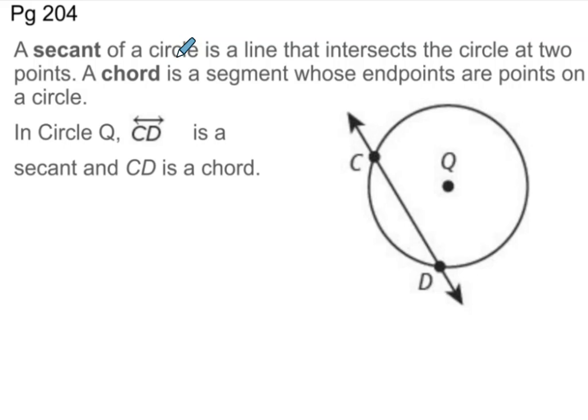A secant of a circle is a line that intersects the circle at 2 points. A chord is the segment whose endpoints are on a circle. So the secant is CD, the line that goes through it. And the chord is only this part inside the circle.